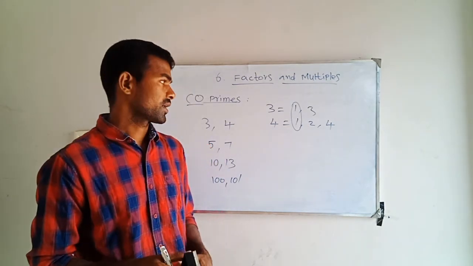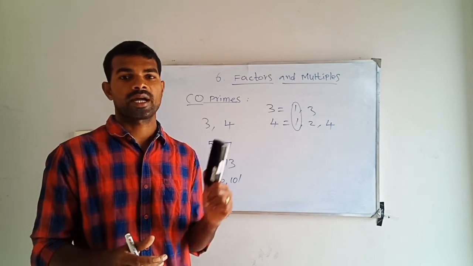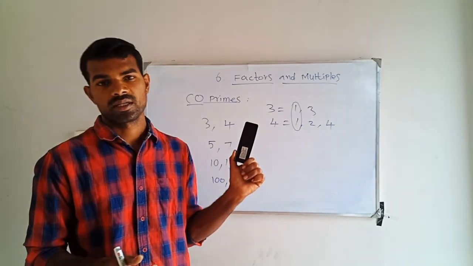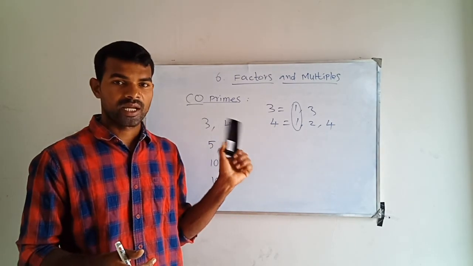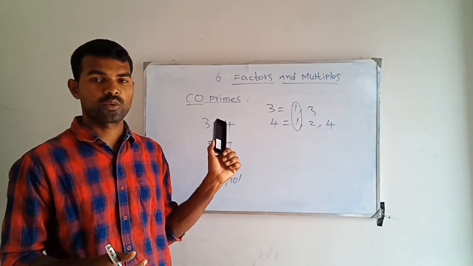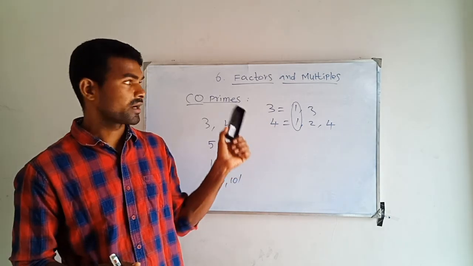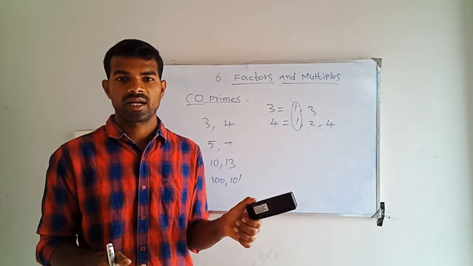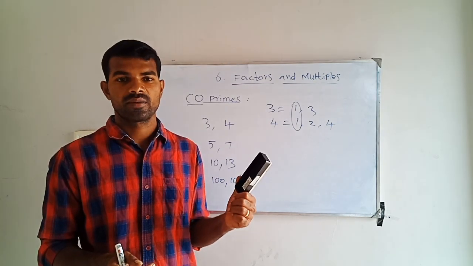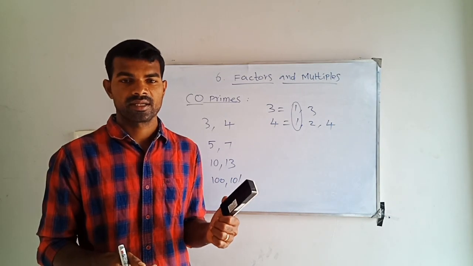Okay, students, you have to understand the concept and learn the definitions of prime number, composite number, twin primes, co-primes and factor. Revise all the definitions, study them and try to memorize them, and we will see you in the next class. Thank you.